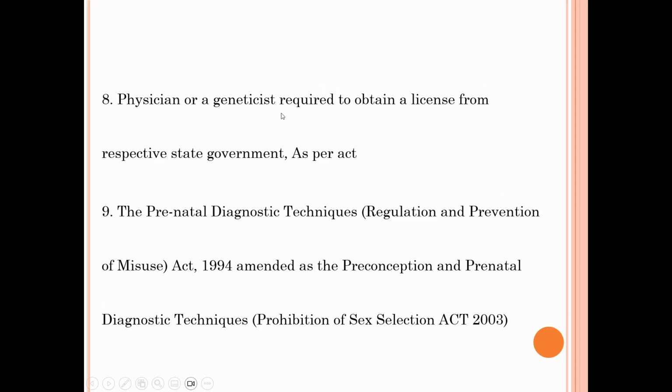Physicians or geneticists are required to obtain a license from respective state government as per the act. The act, that is Prenatal Diagnostic Technique Regulation and Prevention of Misuse Act 1994, amended as Preconception and Prenatal Diagnostic Techniques Prohibition of Sex Selection Act 2003. This might be asked in your MCQ.